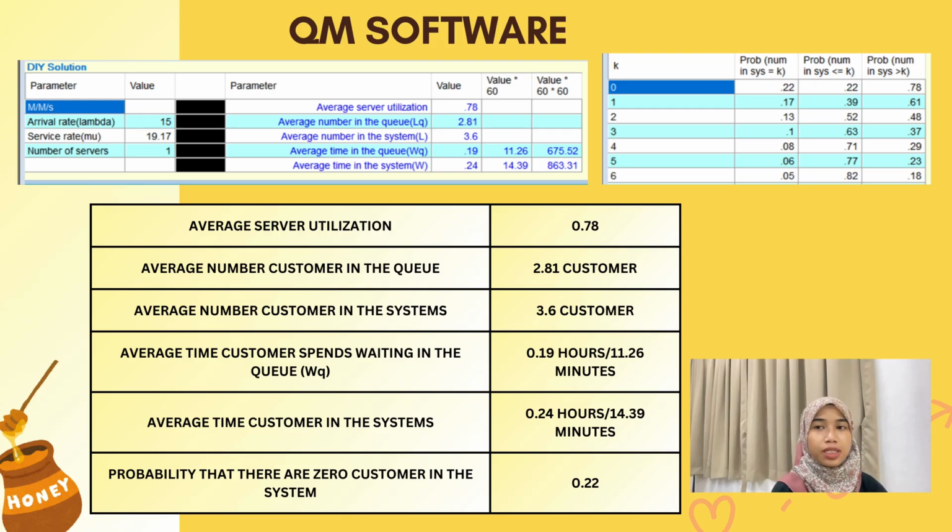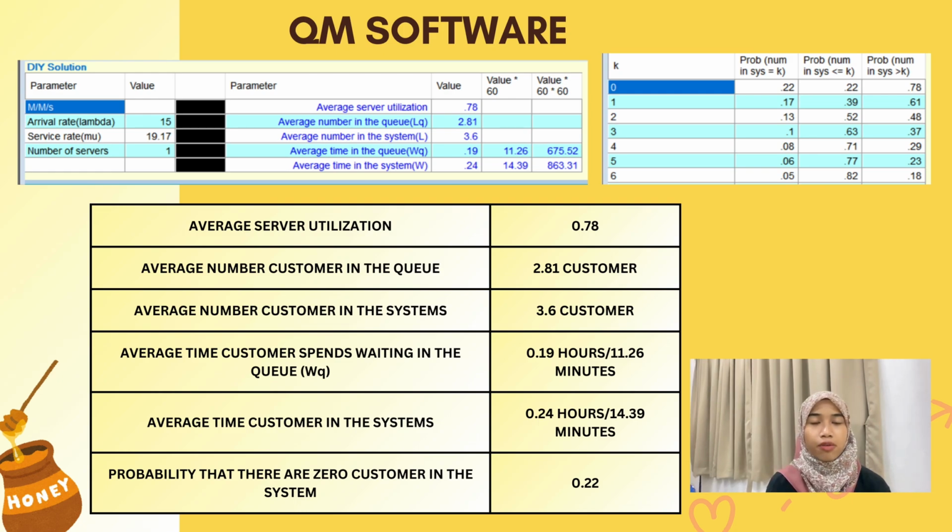The table represents the result of a queuing system with the following observation. Arrival rate lambda is 15 customers per time unit. Service rate mu is 19.17 customers per time unit. Number of servers is 1. From the output, server utilization, the server is 28% utilized, meaning 28% of the time it is busy serving customers.